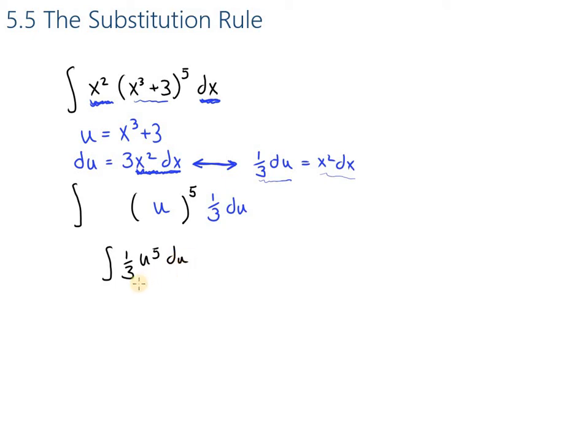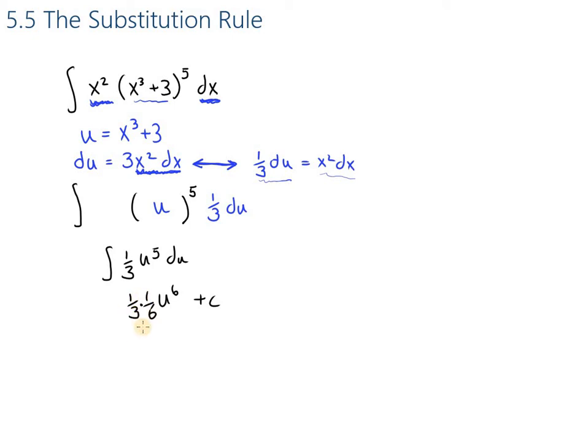And now we're in pretty good shape to integrate. I know the 1/3 is just going to sit there, so let's integrate and say this is 1/3, and u to the 5th, that goes to the 6th, and you get a 1/6 right there. And of course you get a plus c on the end. And that's really basically done.